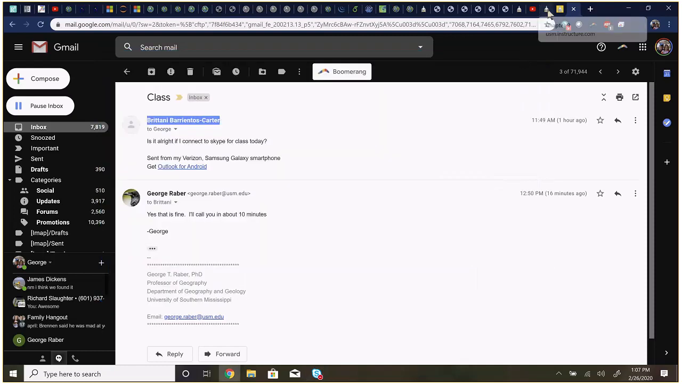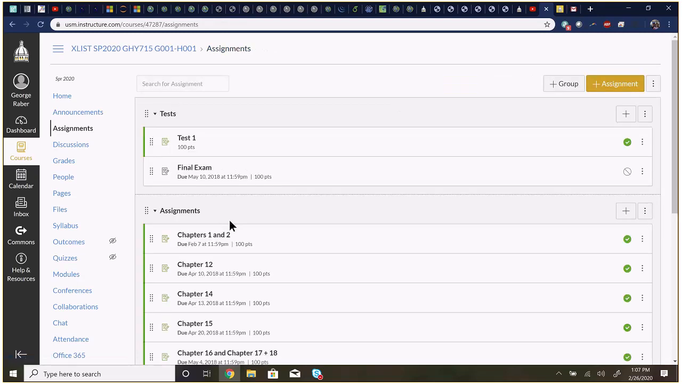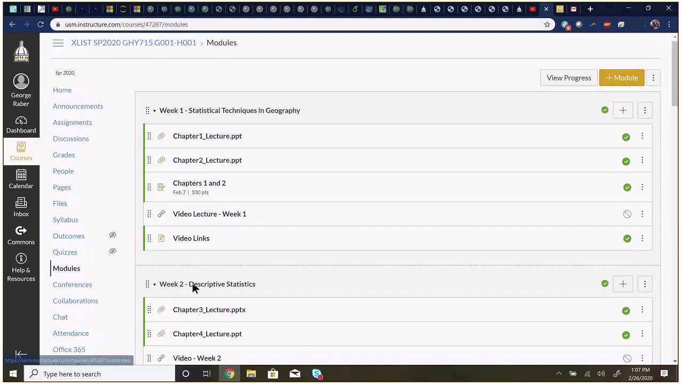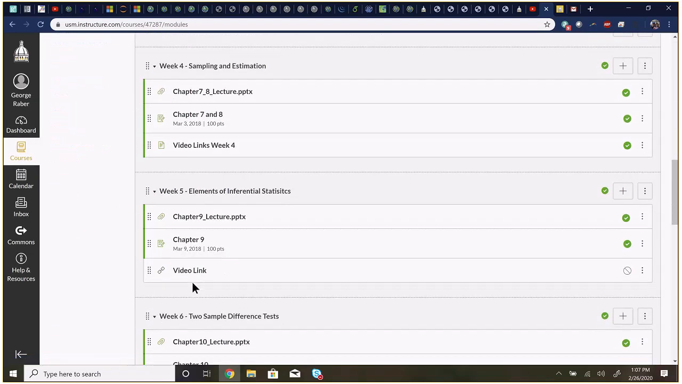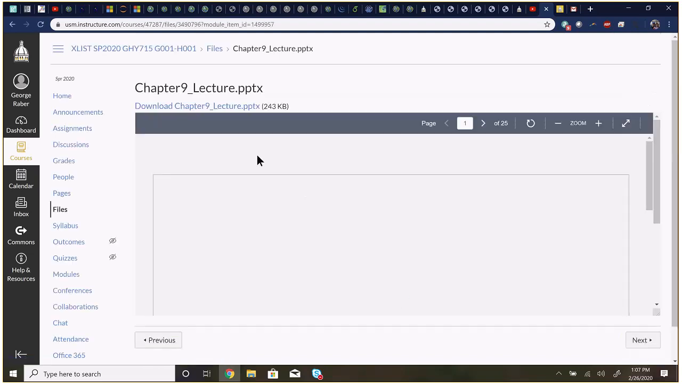Okay, so we are on chapter 9 today. And as I mentioned, chapter 9 is a pretty short chapter, and it's mostly on this concept of hypothesis testing.